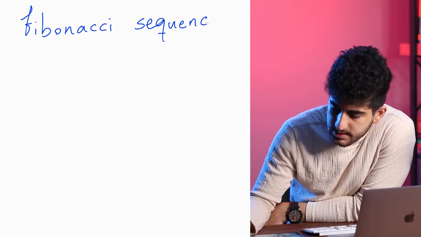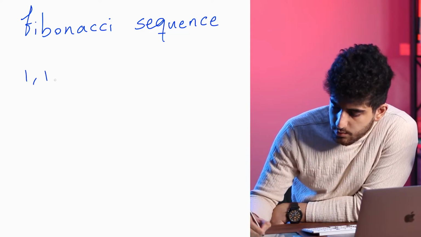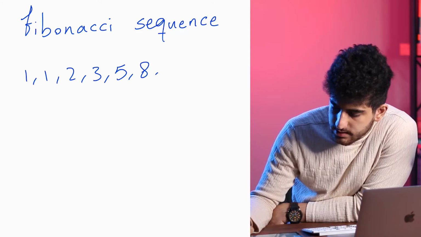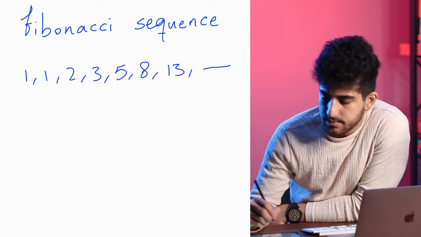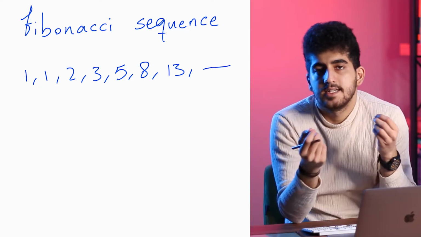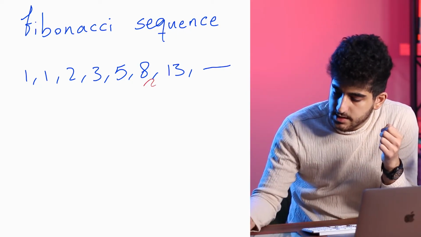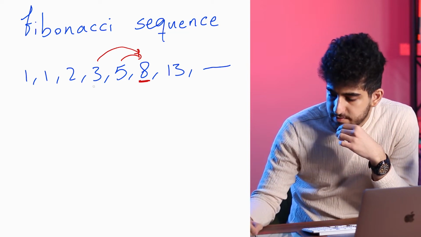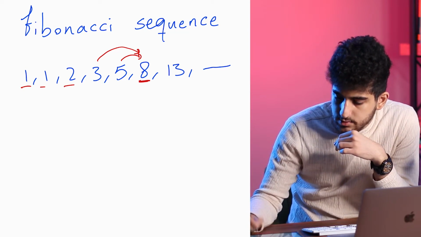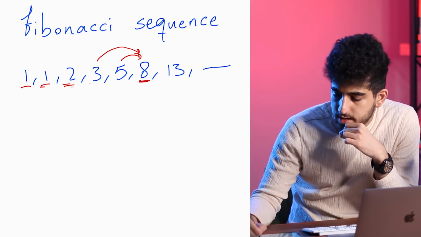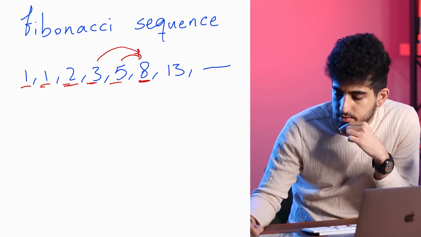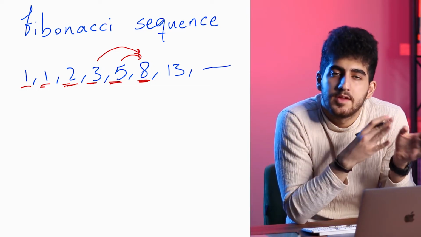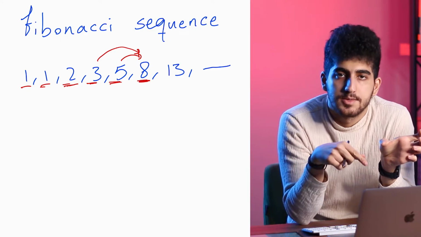Well, the Fibonacci sequence is a sequence like this: 1, 1, 2, 3, 5, 8, 13, and so on. In this sequence, each number is the sum of its two previous numbers. For example, 1 plus 1 is 2, 1 plus 2 is 3, 2 plus 3 is 5, 3 plus 5 is 8, and so on. By adding the previous two elements, we get the next element.